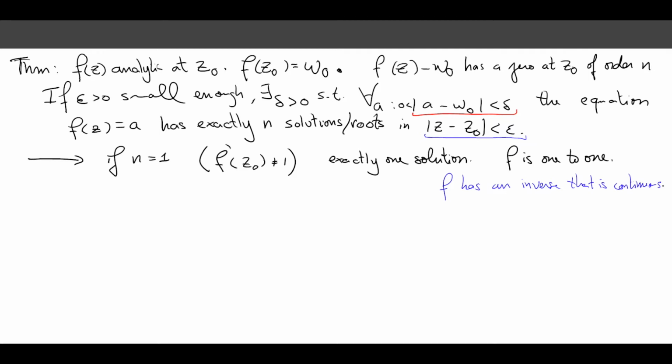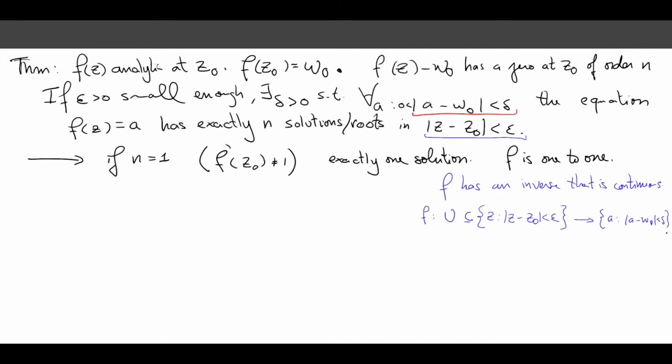Maybe this will be more obvious in a second, but f has an inverse that's continuous, where I think of f as going from some open set U inside this disk, so inside this z such that |z minus z0| is smaller than epsilon, the set of solutions, going to that disk that I just described, the set of a such that. But it doesn't really matter what these sets look like.